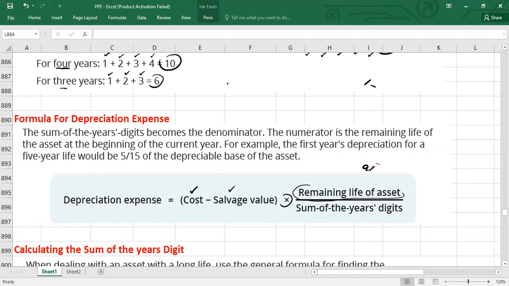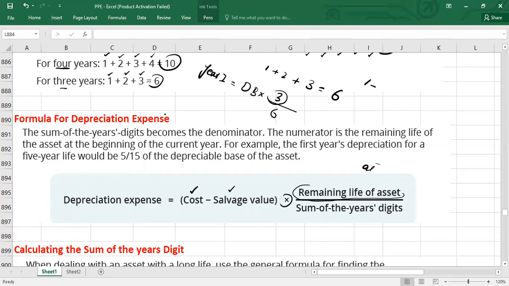at the beginning of the current year. So what I'm saying, for example, if an asset has a 3 year life, year one plus two plus three, total is going to be six. When you want to calculate the depreciation for year one, you will take the depreciable base multiplied by the remaining life, 3 years, divided by the sum of the years digit, six, because the 3 years is the remaining life at the beginning of the current year.